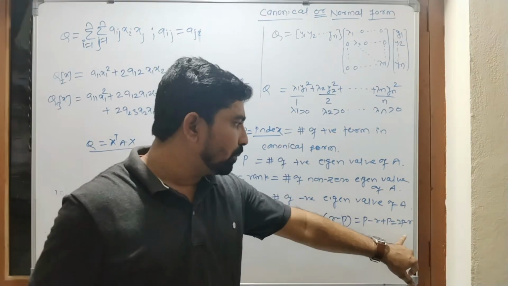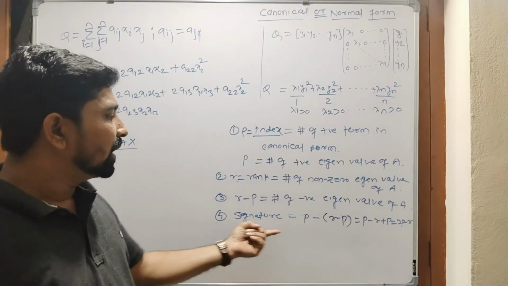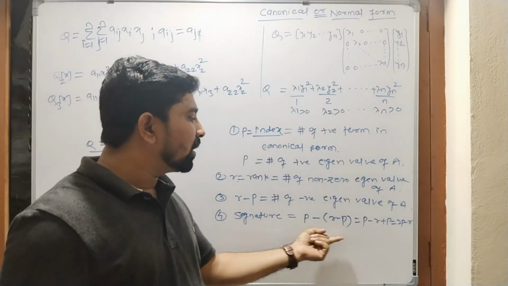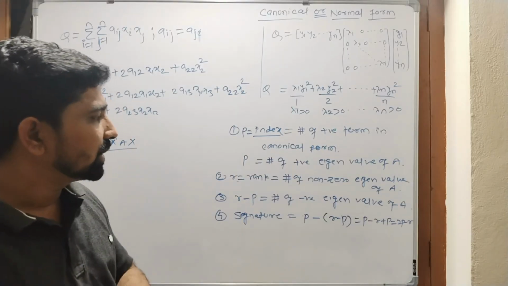Here p is the index and r is the rank of the quadratic form. Signature is the difference between the positive terms and negative terms of the canonical form. So this is my signature.